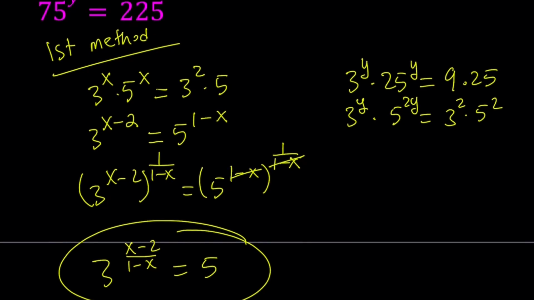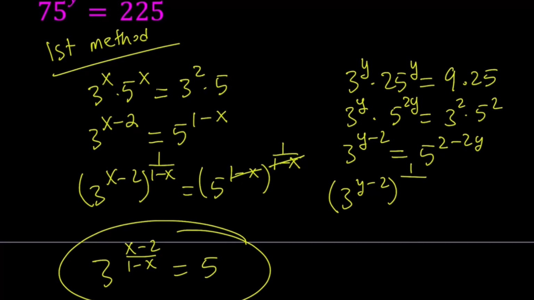So here we're going to do the same thing. Let's put all the 3's on one side. So divide by 3 to the second, and on the right hand side divide by 5 to the power 2y. So that becomes 5 to the power 2 minus 2y. And then we're going to be raising both sides to the power something so that we can isolate the 5. And that will be 1 over 2 minus 2y.